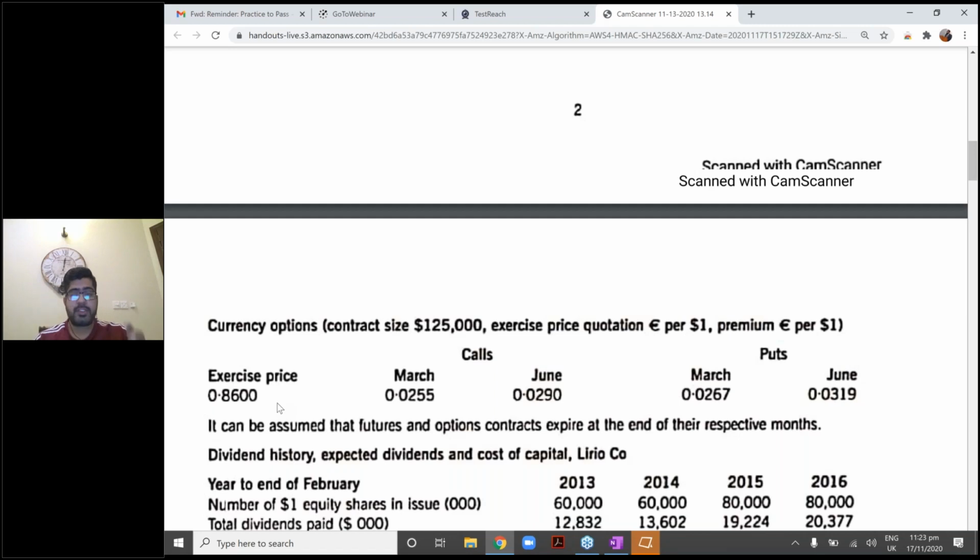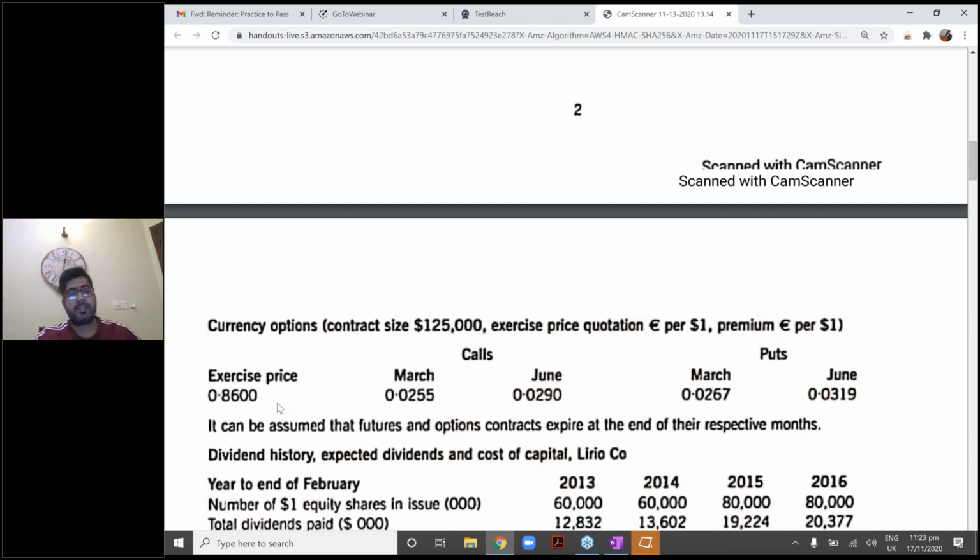I am in the US. Lirio is in the US. Listen carefully, it's very important. Lirio is in the US, so its home currency is the dollar. It is receiving 20 million euros. Look at me. It wants to sell euros. It is receiving 20 million euros, so it will sell euros. Selling euros means it will use a put option.